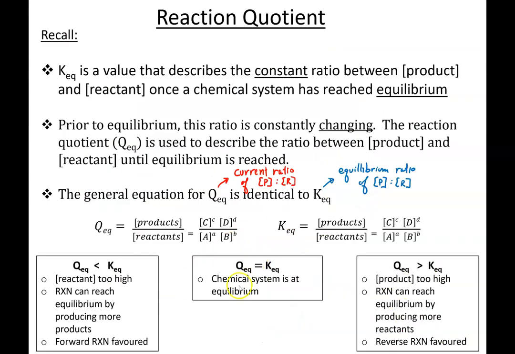So once again, I don't want you to just blindly memorize these statements over here. Instead, I want you to understand what these numbers represent and to think of them in terms of numerator over denominator, or products over reactants, and which value is bigger. Alright, so once again, QEQ and KEQ, the exact same equation. The only difference is QEQ describes the ratio currently, while KEQ describes the ratio at equilibrium. And by comparing these two values, we can determine whether the reaction has reached equilibrium, or whether the reactant concentration is too high and so we're moving in the forward direction, or the product concentration is too high and we're moving in the reverse direction.